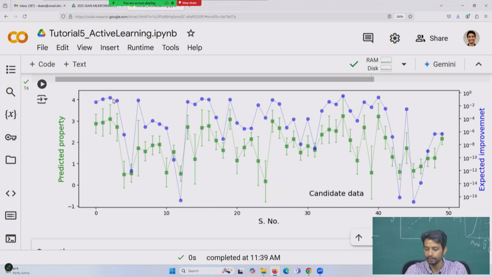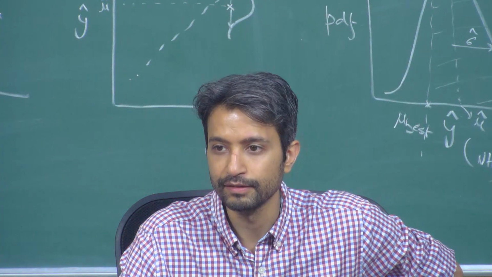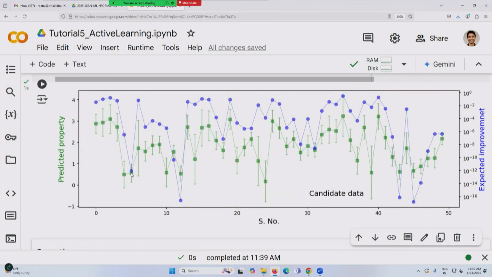Blue is again the expected improvement and green is my predicted band gap. Do you guys see the error bars? Now tell me which are the points which are resulting in high expected improvement. What are the type of points which result in a high expected improvement? Can you give a number? Around 8? So 10, this one, left or right? 6, this one, yeah. So look at this point.